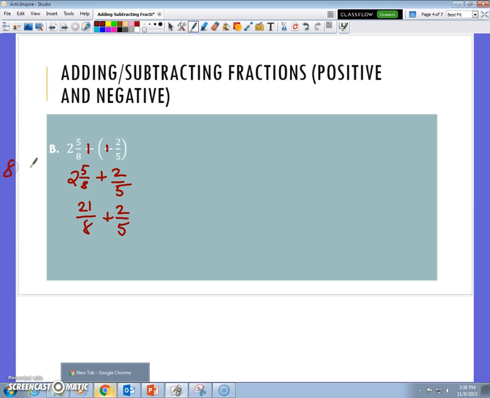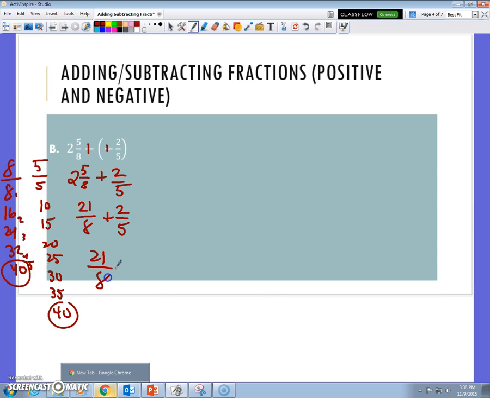I'm going to make my little tree here, my least common multiple deal. I'm going to say 8, 16, 24, 32, 40, 5, 10, 15, 20, 25, 30, 35, 40. And unfortunately, I think that might be the least common multiple, way down here at 40. In fact, I know it is. So we have some bigger numbers now. This is 1, 2, 3, 4, 5, the fifth number. Okay, so I'm going to take 21/8 times my fifth multiple, so times 5 over 5, plus 2/5 times 1, 2, 3, 4, 5, 6, 7, 8, 8 over 8.